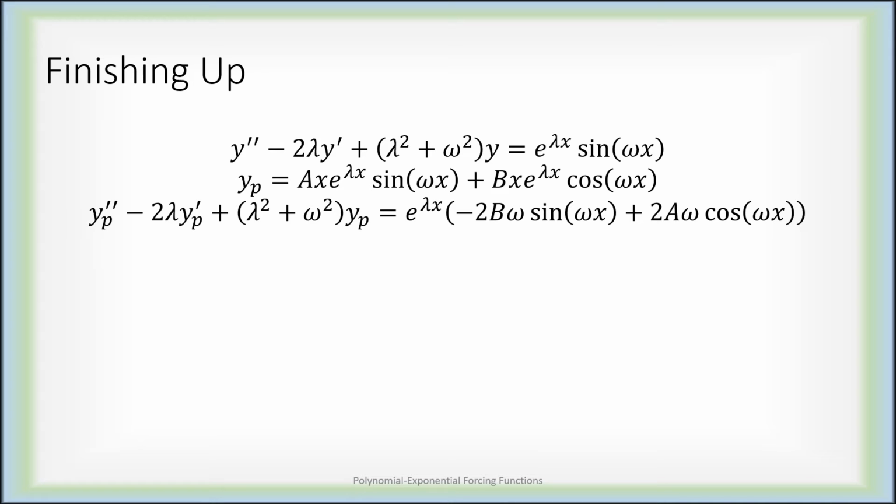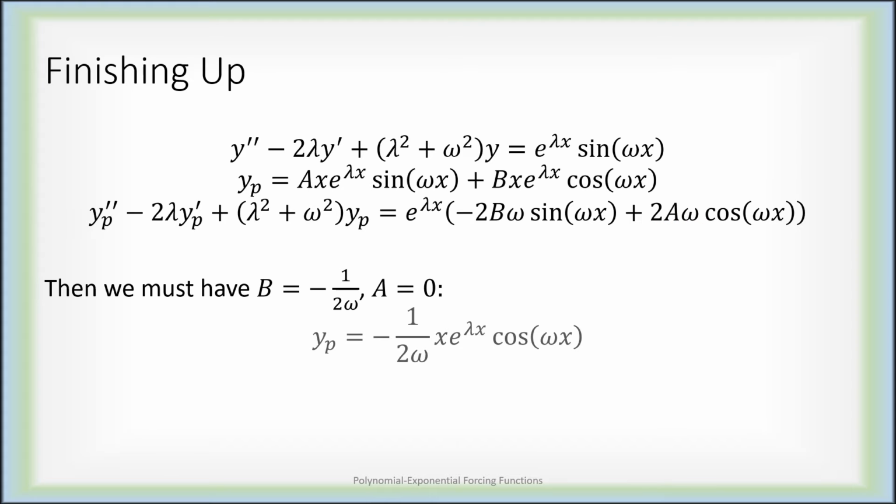Now, since we want the result to be e to the lambda x sine omega x and 0 e to the lambda x cos omega x's, this tells me that b should be negative 1 over 2 omega, then I will have exactly one of these, and a should be 0, and then this will go away. That turns my proposed solution into something pretty straightforward: negative 1 over 2 omega times x e to the lambda x cosine omega x.